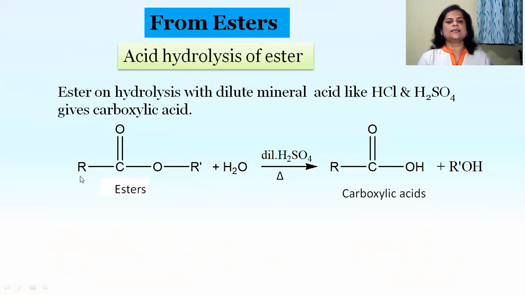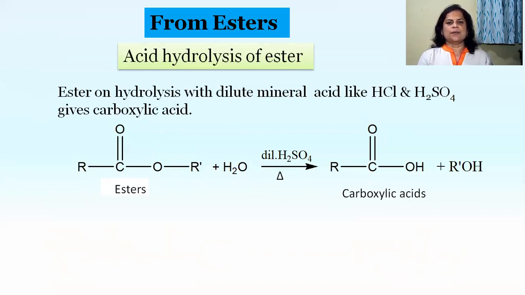Now, esters are C double bond O, OR dash, and on hydrolysis with mineral acids, like in the presence of HCl or H2SO4, carboxylic acids are formed. Here the bond between C double bond O and O breaks in the ester. One part forms the alkoxy group and one forms RC double bond O, and by the addition of H2O, RC double bond O, OH structure forms, and R dash OH is removed in the form of alcohol, and we get the acid.